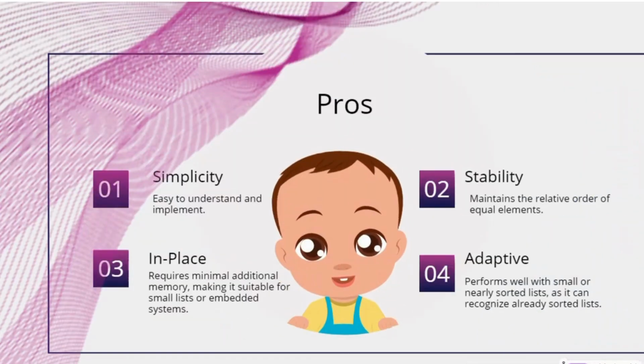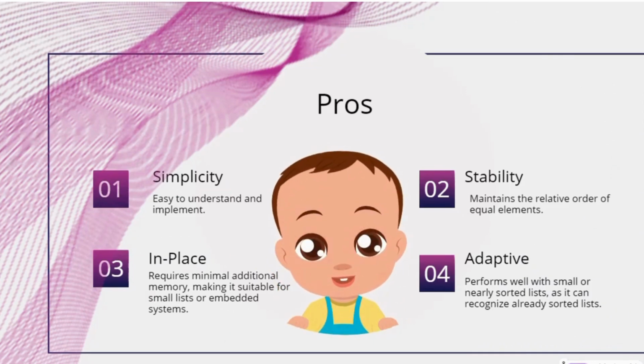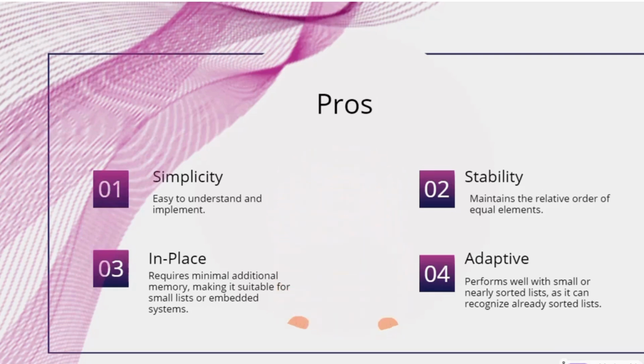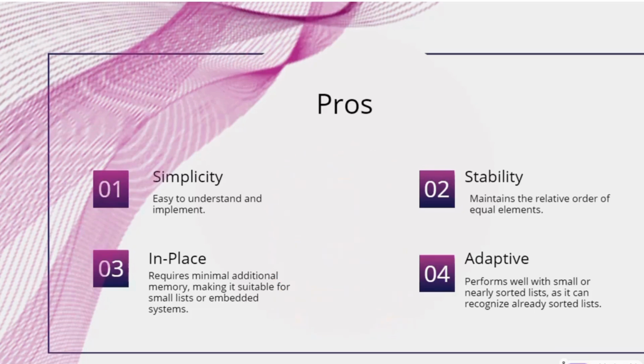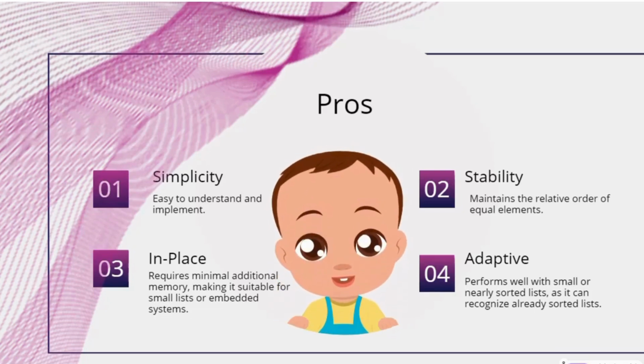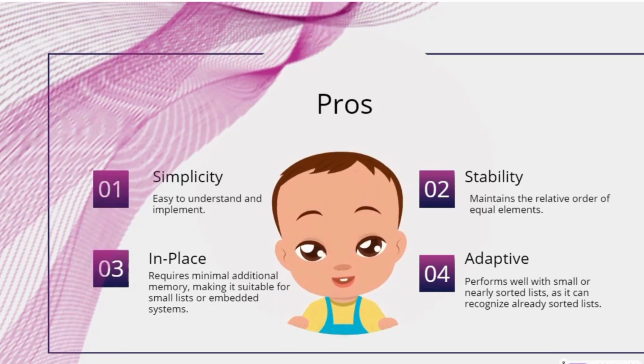Now let us take a glance at the algorithm's pros and cons. Pros. This algorithm is very simple. It is easy to understand and implement. And it is also stable because it maintains the relative order of equal elements. It requires minimal additional memory, making it suitable for small lists or embedded systems.